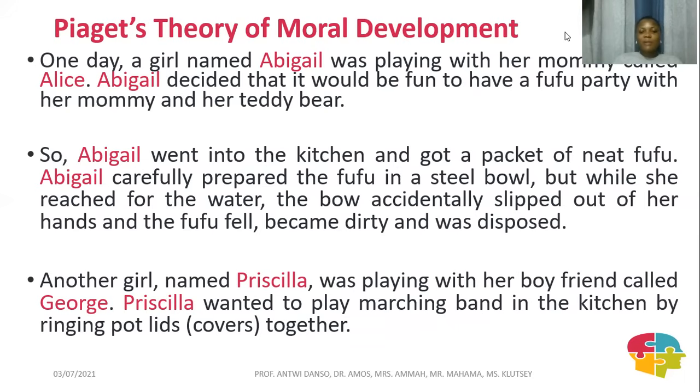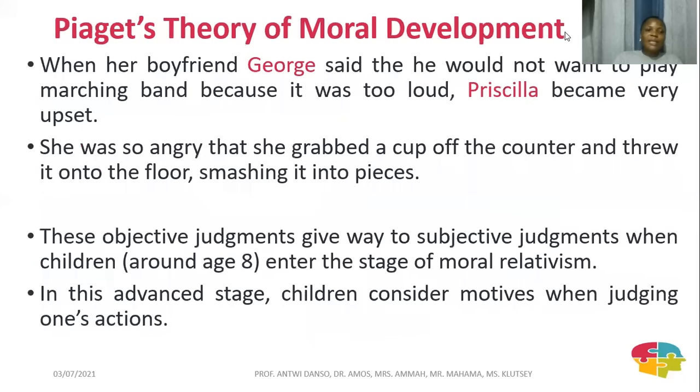Another girl named Priscilla was playing with a boyfriend called George. Priscilla wanted to play marching band in the kitchen by ringing pot lids or pot covers together. When her boyfriend said he would not want to play marching because it was too loud, Priscilla became very upset. She was so angry that she grabbed a cup off the counter and threw it onto the floor, smashing it into pieces. This objective judgment gives way to subjective judgment when children enter the stage of moral relativism.